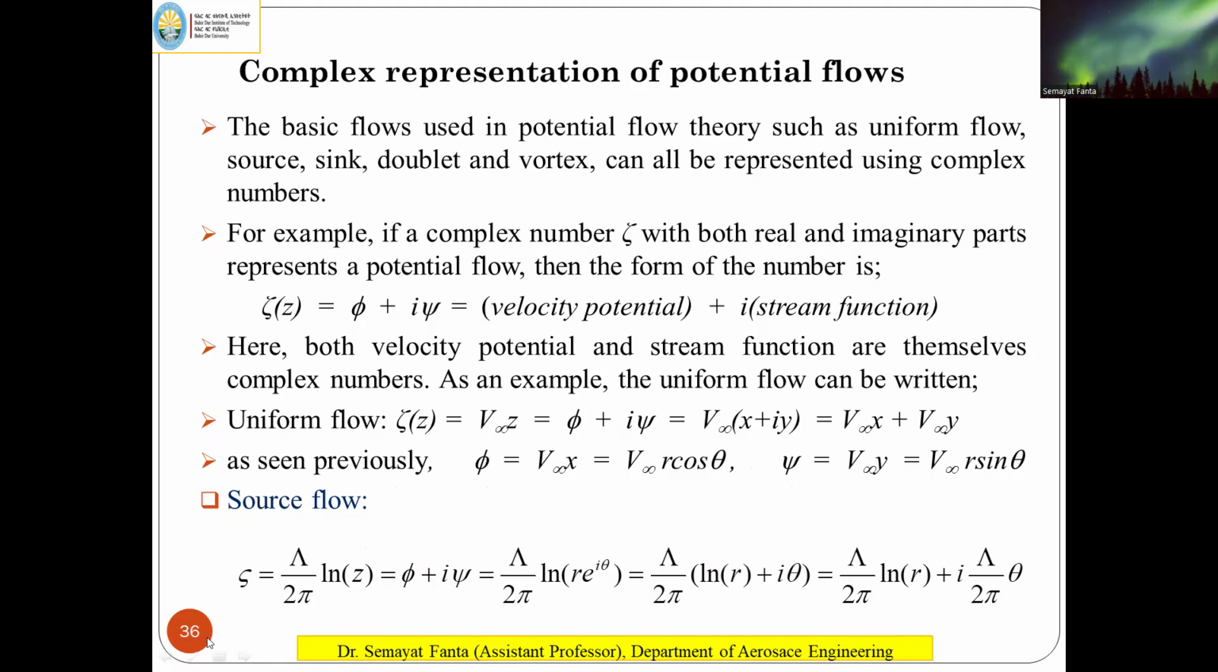Again, for the source flow, we can define it in terms of the source strength. So zeta is equal to the source strength over 2 pi times ln z, which is phi plus i psi. This finally gives us the source strength over 2 pi times ln r, plus i times the source strength over 2 pi times theta. So this is the real part and this is the imaginary part here.